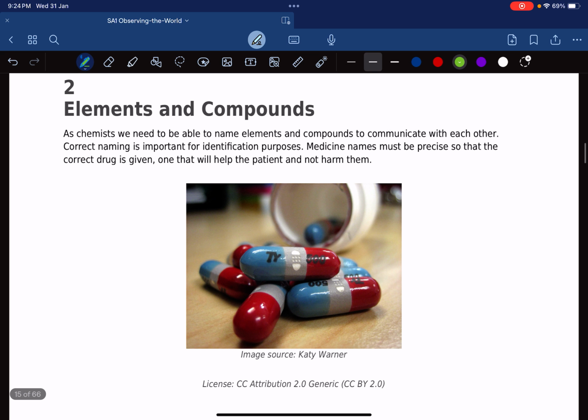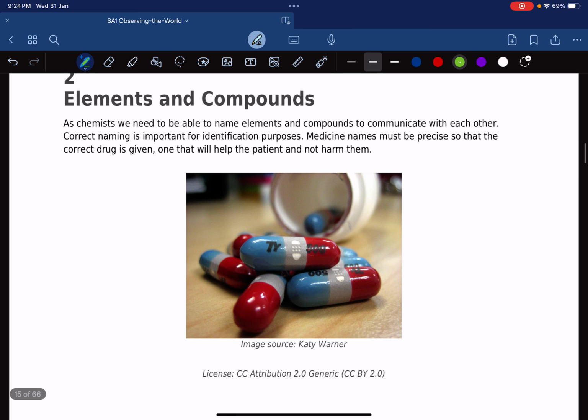Here we go. This is the second chapter, elements and compounds. In this chapter, we're going to be talking about generally naming compounds. So let's go to the first part here. You have something called elements and compounds.